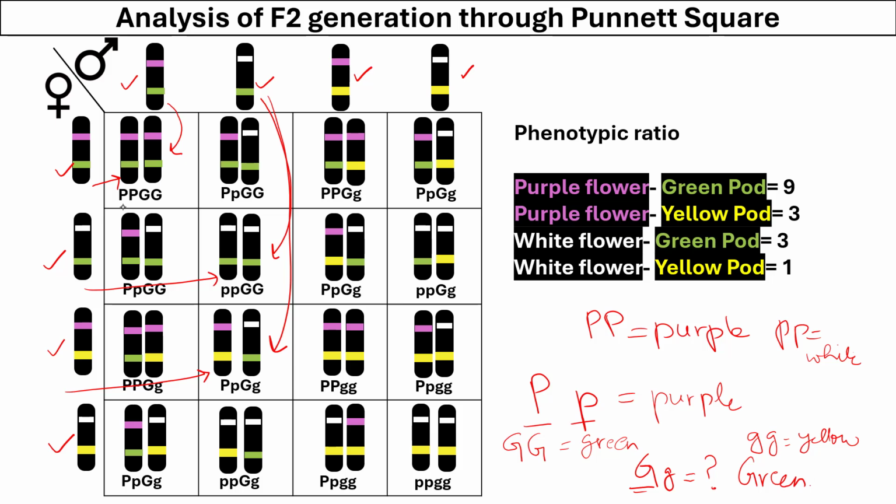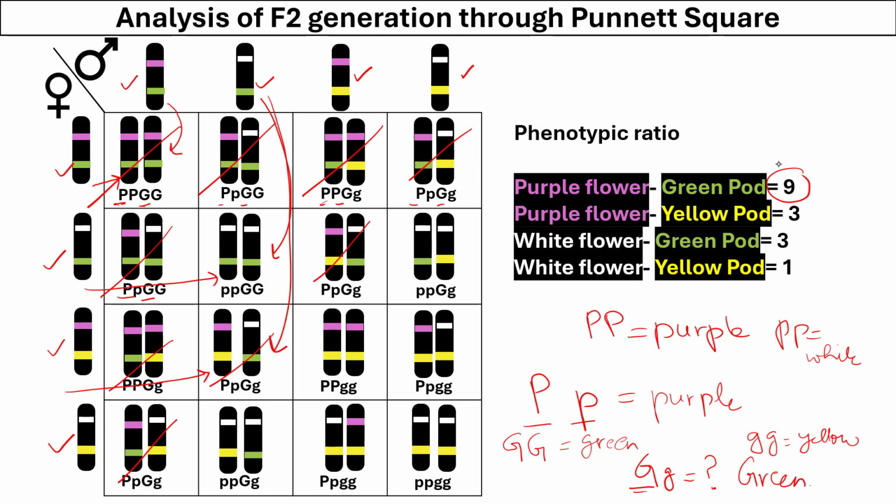Alright, so here you have capital P. This will be purple, green, purple, green, purple, green. So you don't have to think a lot. Wherever you see a capital P, it'll be purple. Wherever you see capital G, it'll be green. So purple, green, purple, green. So 1 purple, green, 2 purple, green, 3, 4, 5, 6, 7, 8, 9. So 9 purple, green.